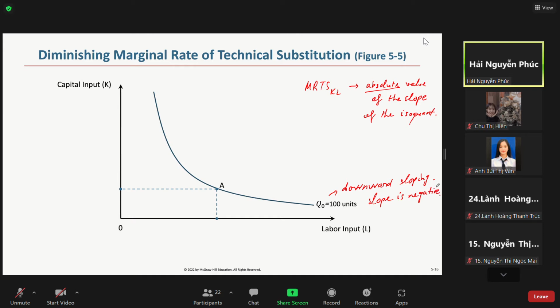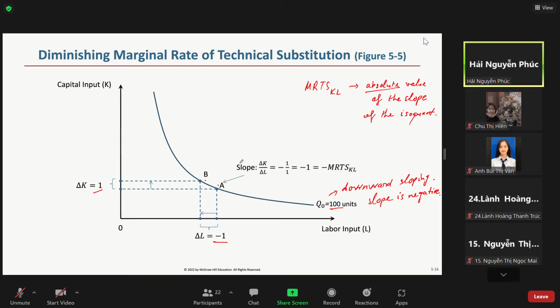Okay, now let's explain. Suppose at point A, if we decrease the use of labor input, for example, we decrease the labor input by 1 unit and increase the use of capital by 1 unit, we are going to move from point A to point B, maintaining the same level of output, which is equal to 100, right? From point A to point B.